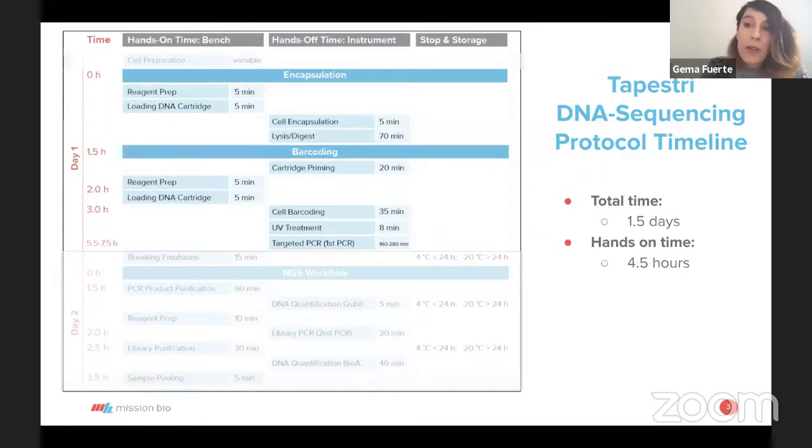So my colleague talked about sample preparation, how you get your cells in suspension, or how do you isolate your nuclei. So that's why I am not touching on that today. I am starting from the encapsulation part all the way to the targeted PCR, which usually runs overnight. And then after the AACR session, we will have another seminar, the support team, to talk about the second day of the Tapestri workflow. So as you can see, the hands-on time of day one is very short, and we will see the steps step by step.